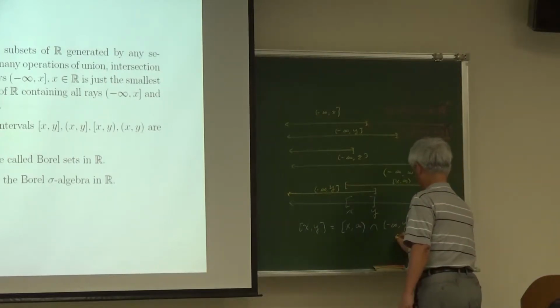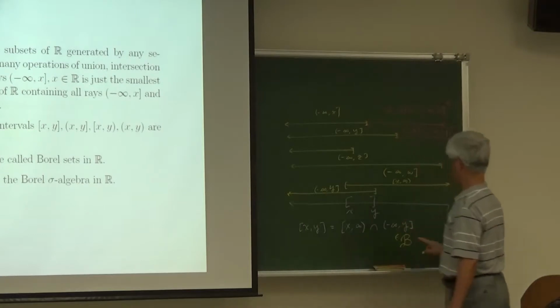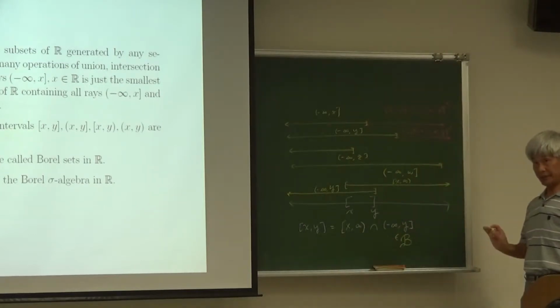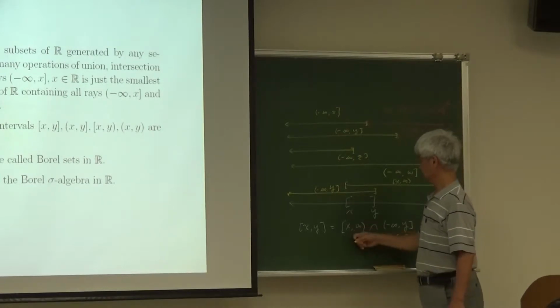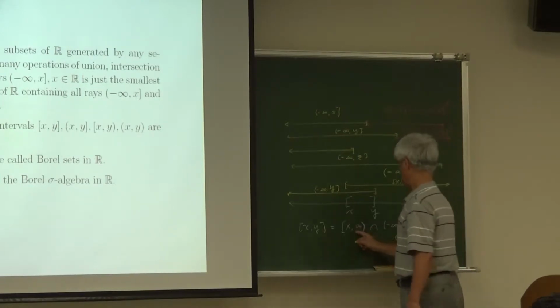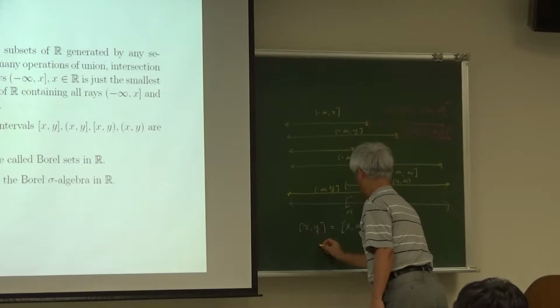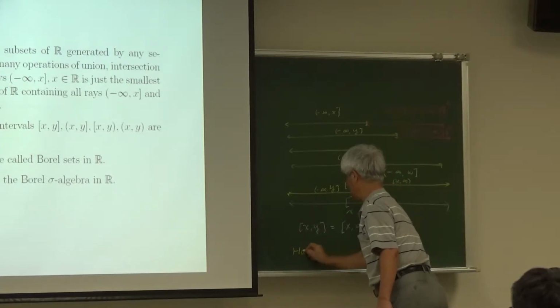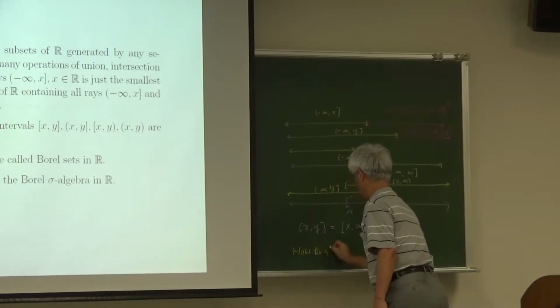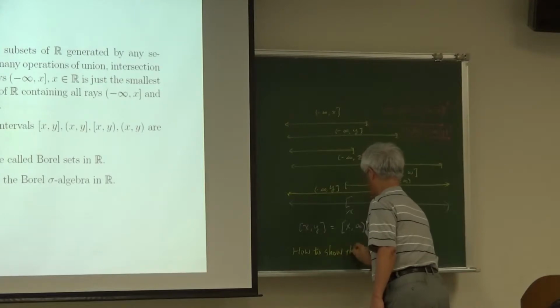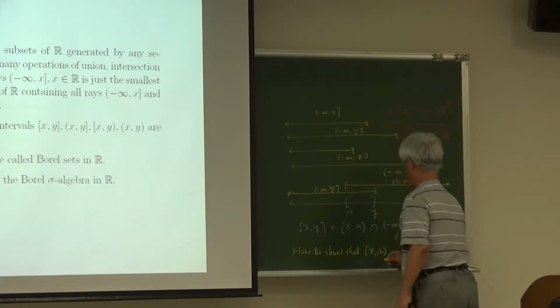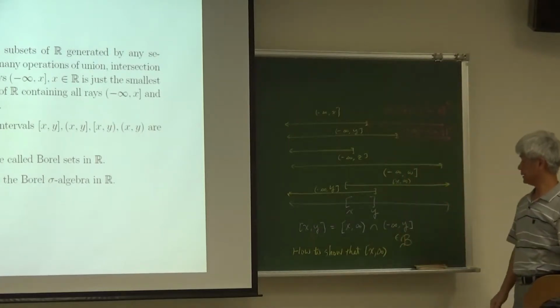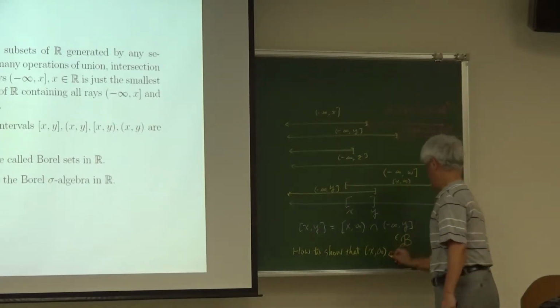This one is in the sigma algebra B, but how about this one? So we have to show that this closed ray is in B.